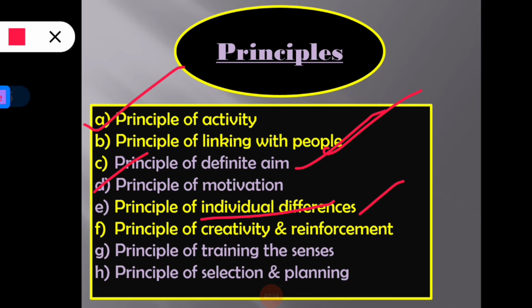Now, going to the sixth point, that is the principle of the creativity and reinforcement. We have already told teaching is an art, and it is basically based on the creativity of the teacher, and that's why creativity is one of the most important principles of teaching. So the teacher should encourage creativity and critical thinking in students, and teaching methods and teaching aids should be selected in such a way that they help in enhancing the students' creativity and critical thinking.